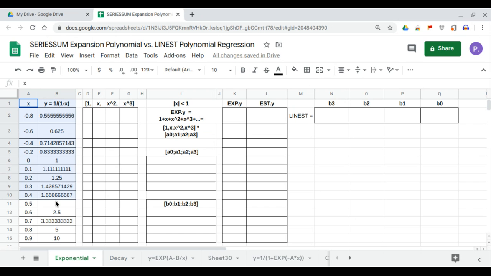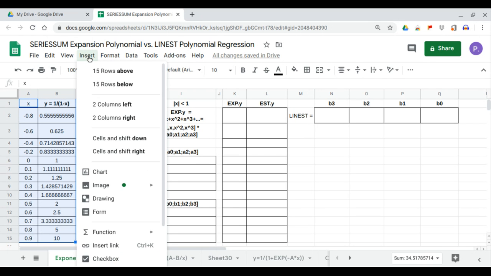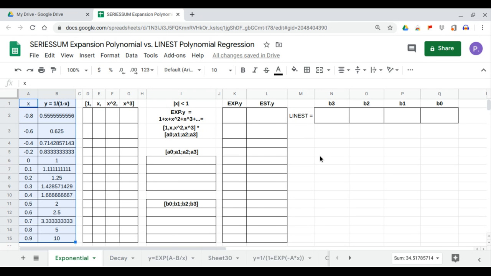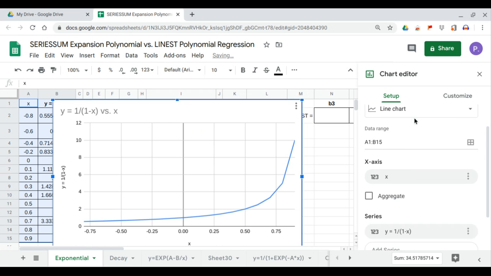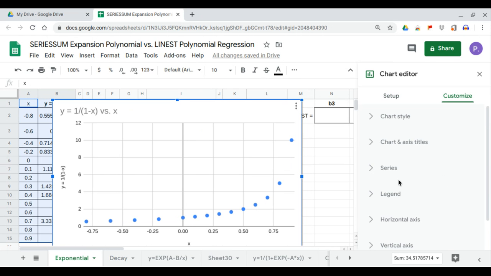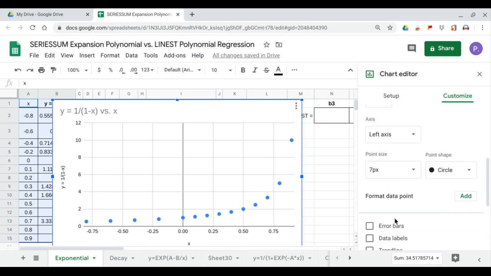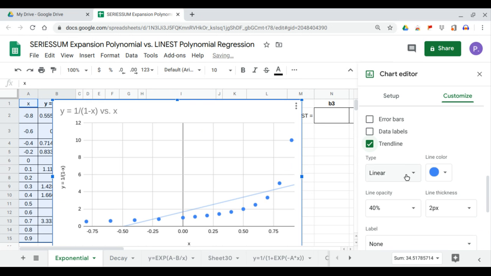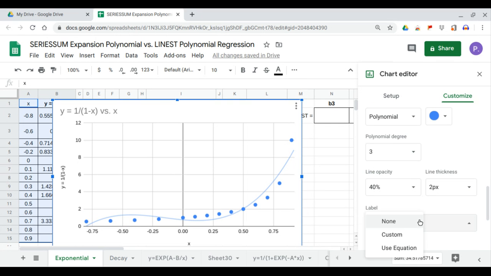From here, we can already draw the chart, the trend line. So we show the scatter chart and we'll produce the trend line. This time we'll use polynomial with the power 3. And we'll show the equation.